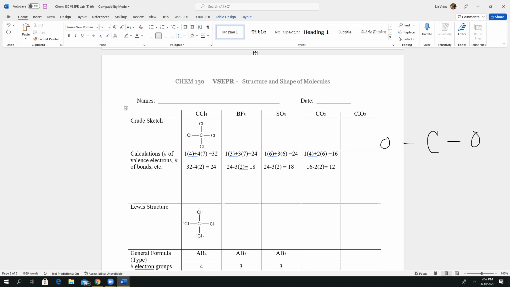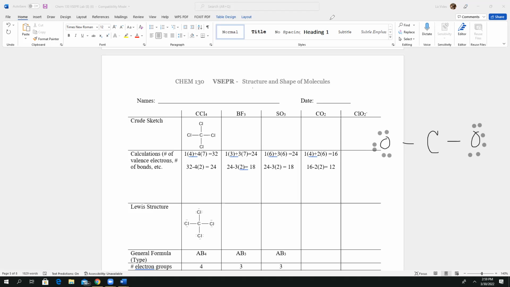Now, we need to redistribute those electrons around the atoms that are not the central atom first. And we're getting a total of this many, right? That's 12. But carbon's going, wait a minute, you forgot me. I'm no exception. I need my electrons.